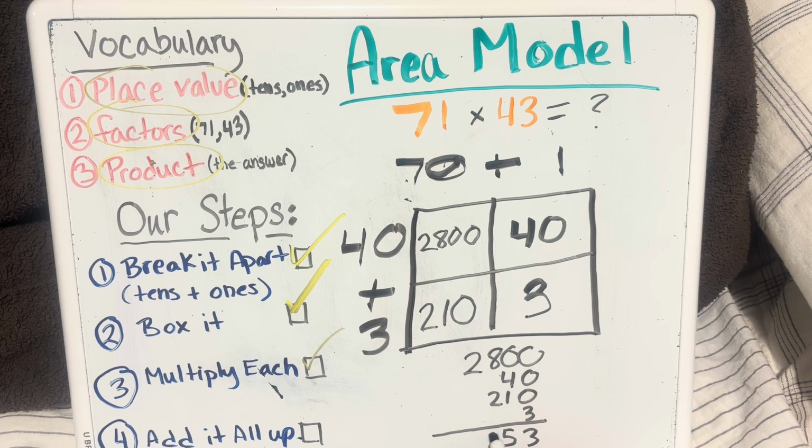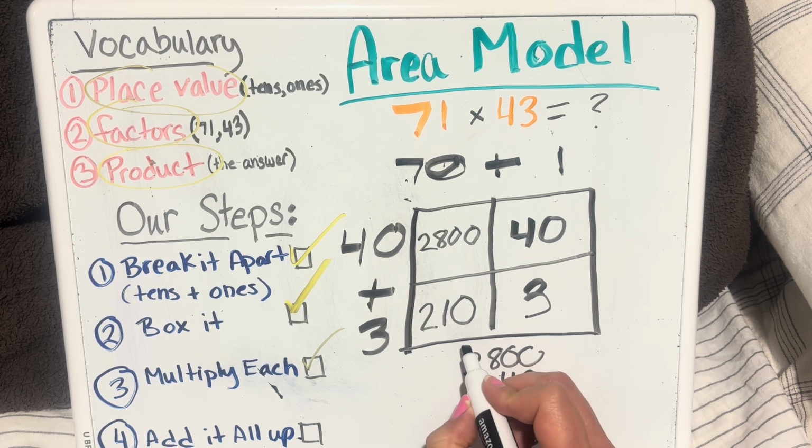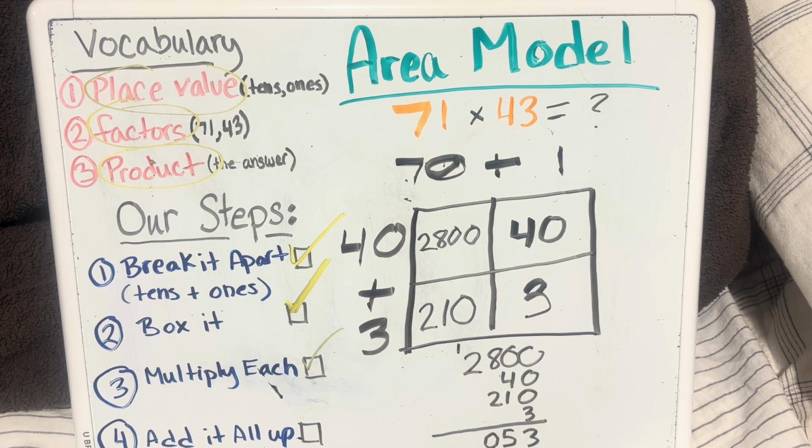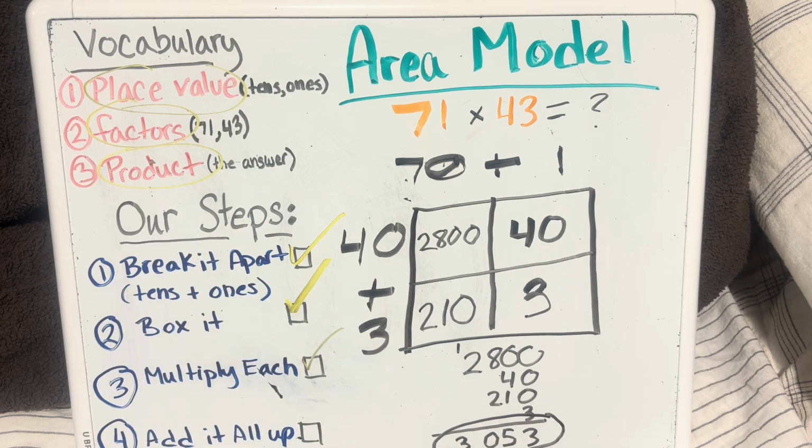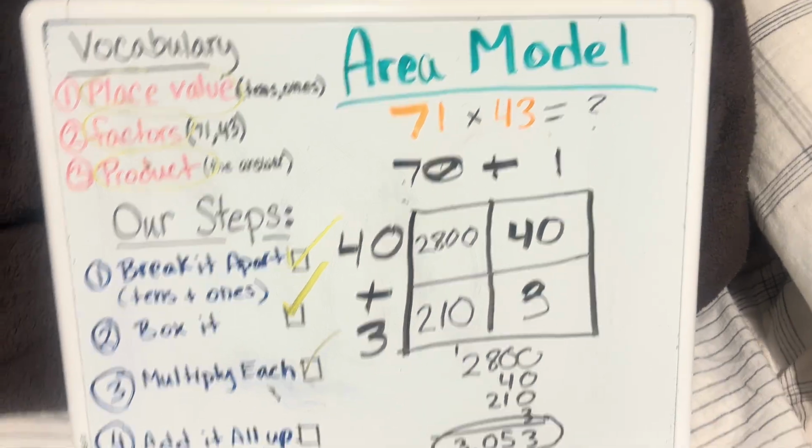So we're going to put our 0 down here. We're going to carry our 1 above our 2. 2 plus 1 is 3. So our answer, or our product, is 3,053. And that is our area model. Great job today, guys.